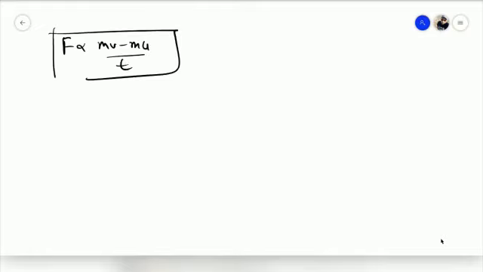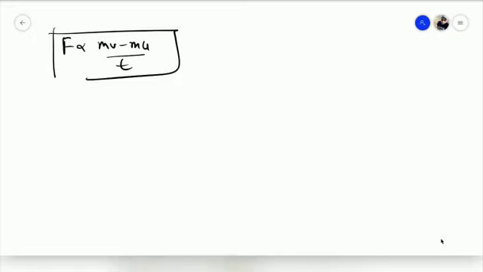So this is one of the applications of Newton's second law, that is, force is directly proportional to (mv minus mu) upon t. Is it clear? I hope this has become clear to you guys.